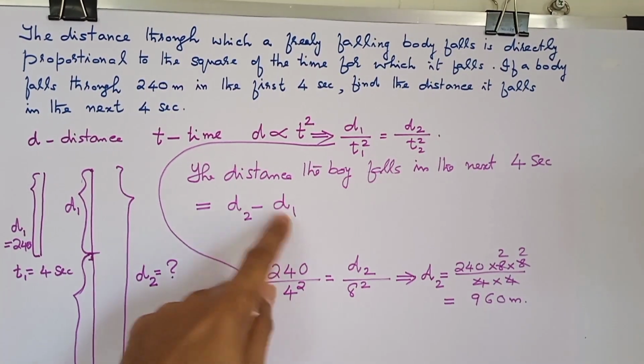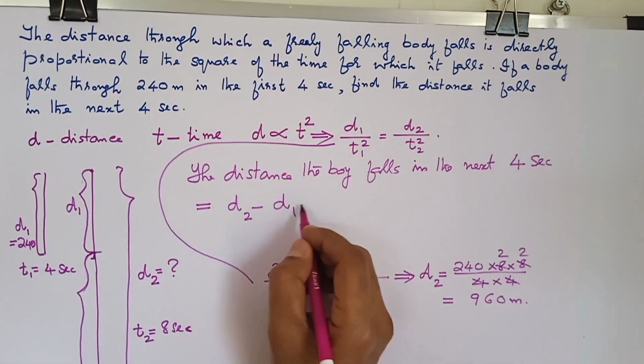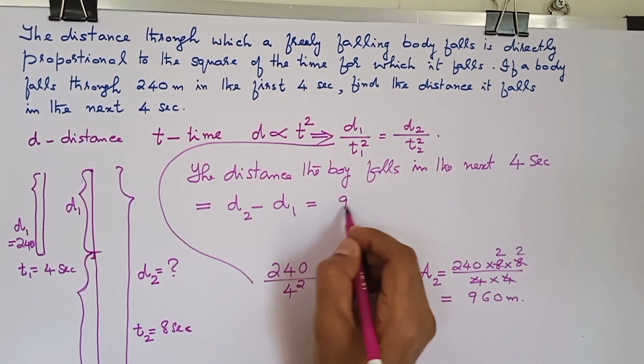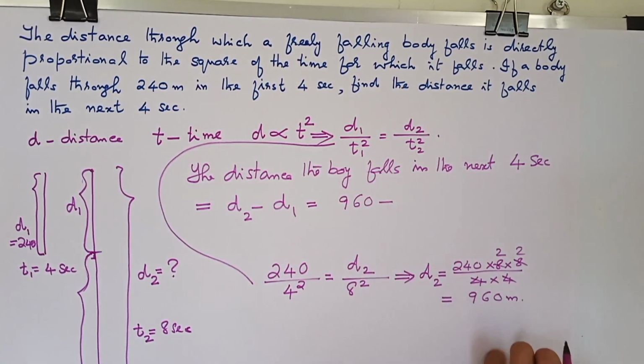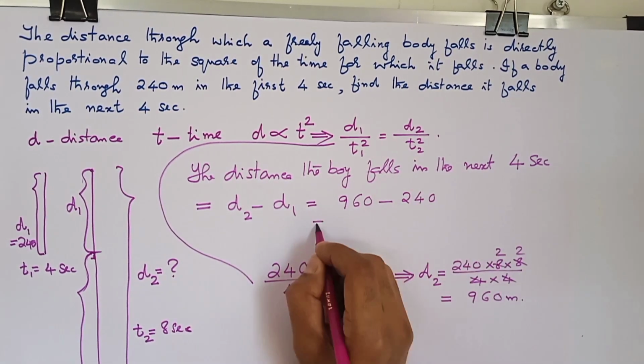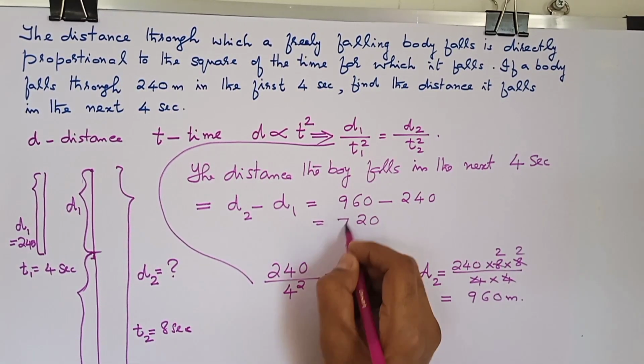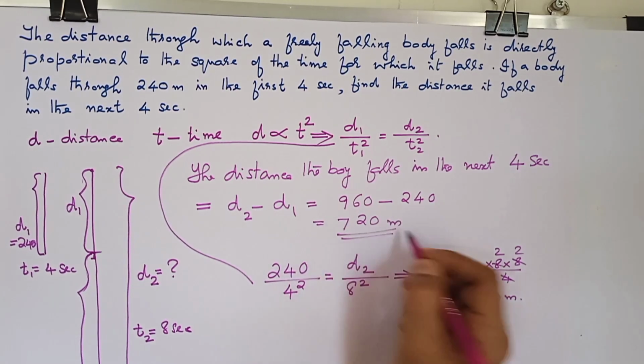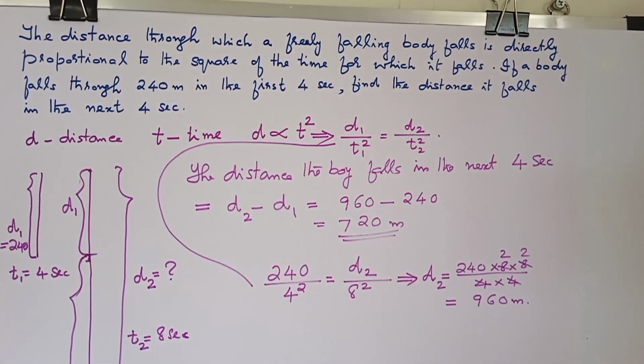Now look at this. We have got both the D2 and D1. D2 is 960. D1 already given in the problem as 240. The difference will be 720. So 720 is the final answer to this question.